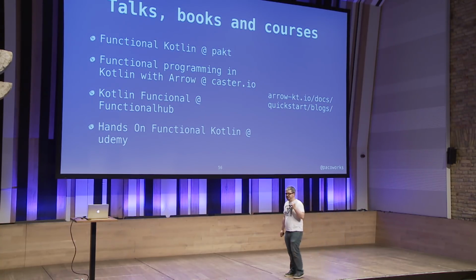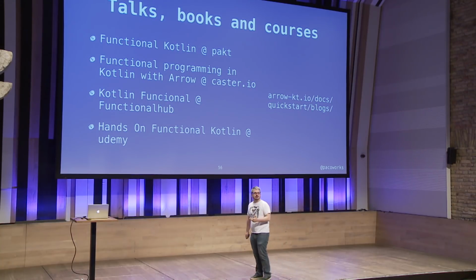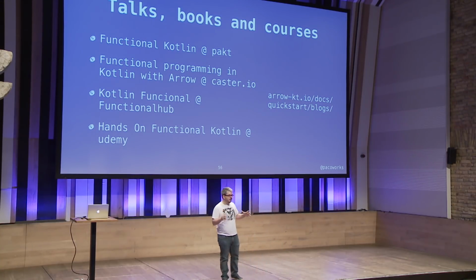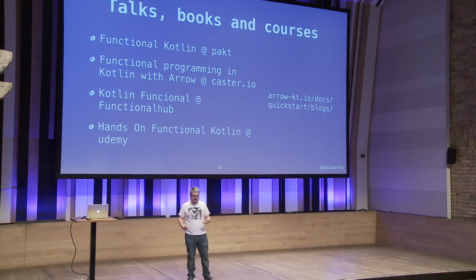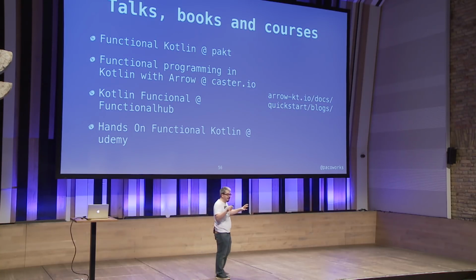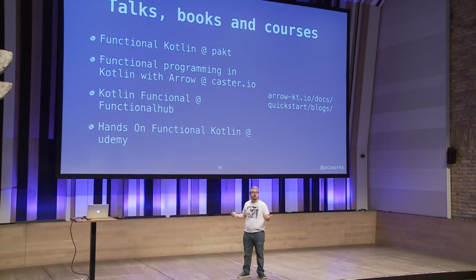We also have a bunch of talks and books and even courses right now that are trying to cover all these functional concepts and how we can use these ideas. We have Functional Kotlin Unpacked, a book that was released at the beginning of the year, and we also have three courses, on Caster.io, Functional Hub and Udemy. The Udemy one we didn't even know about. We showed up one morning, and it's like, wow, there's a new course about Arrow. Nice, people are liking it, people are using it.